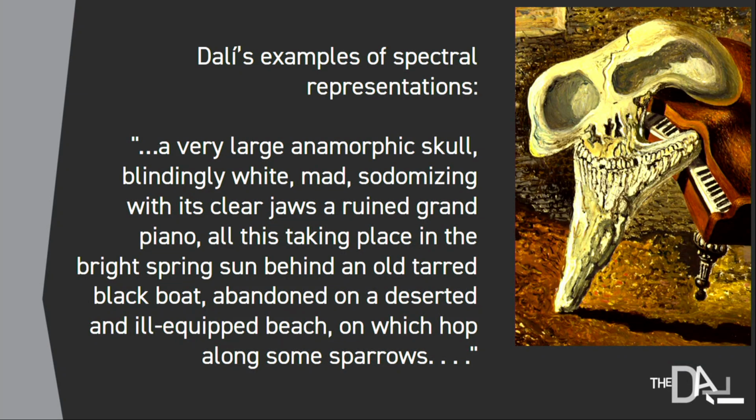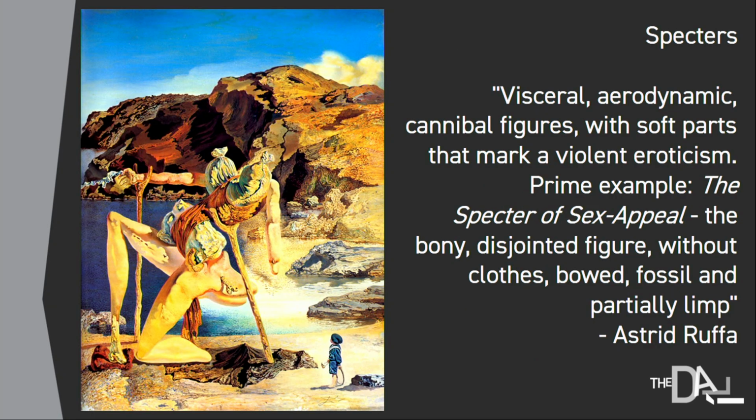Which moves us into the spectral area and where Dalí really moves forward in this period of time. So according to Dalí, he says, spectral representations are like the very large anthropomorphic skull, blindingly white, mad, sodomizing with its clear jaw a ruined grand piano, all of this taking place in the bright sunlight behind the old tarred black boat, abandoned on a deserted and ill-equipped beach, on top of which are some sparrows. So he's thinking very particularly about this, and this comes from the article.